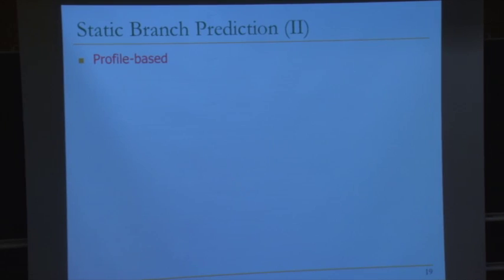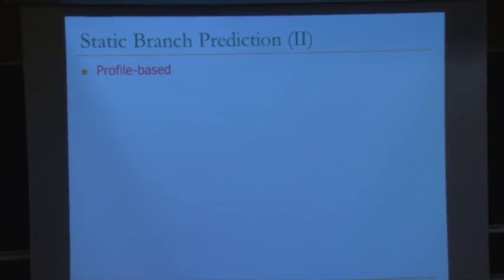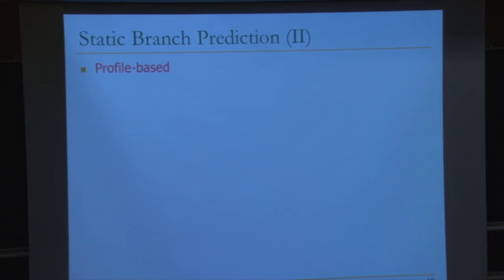But you can actually distinguish between individual branches so that we can become more accurate. Because maybe some forward branches are taken and some forward branches are not taken, right? So how do we distinguish between that? One idea is to use profiling.